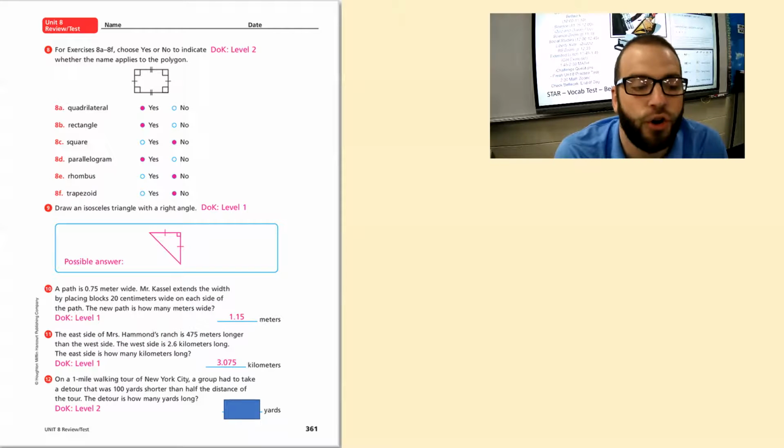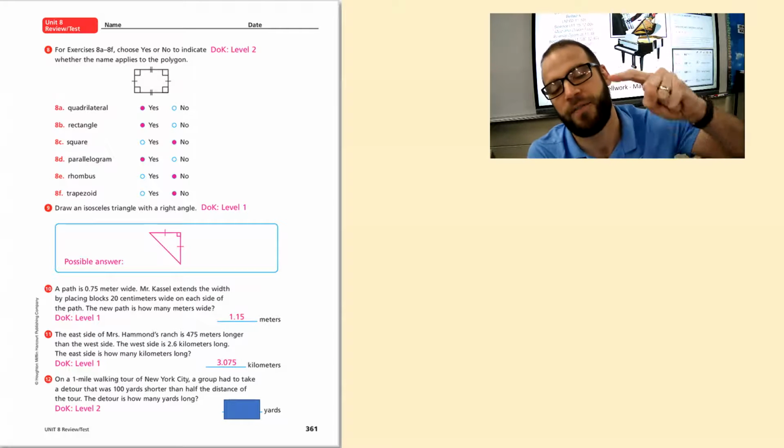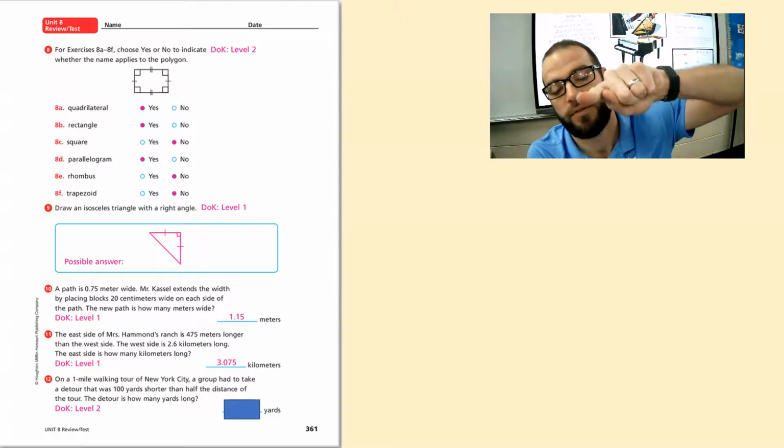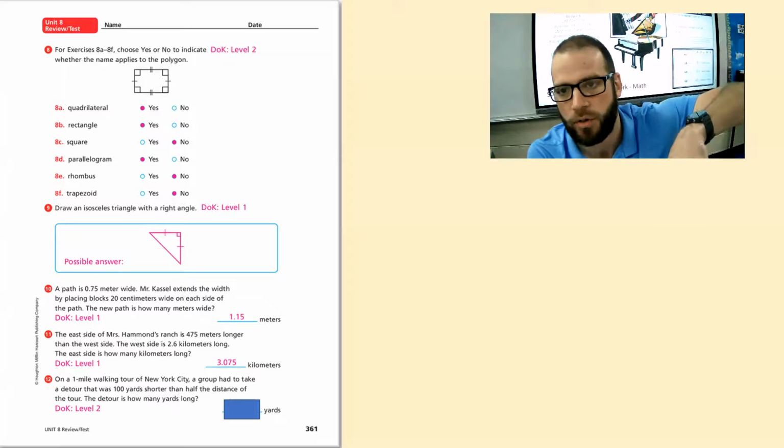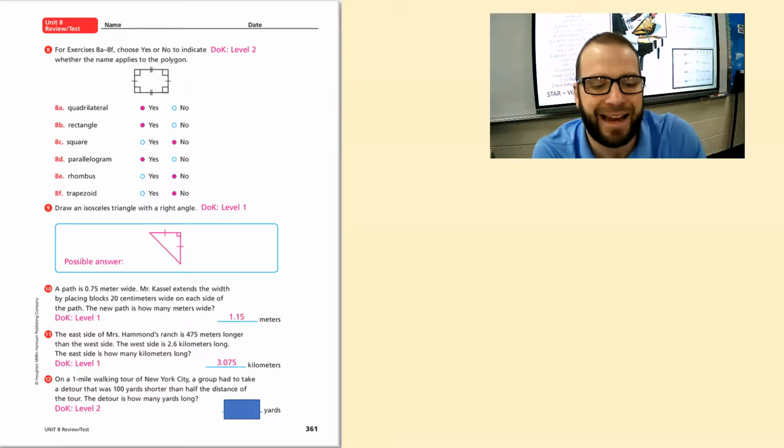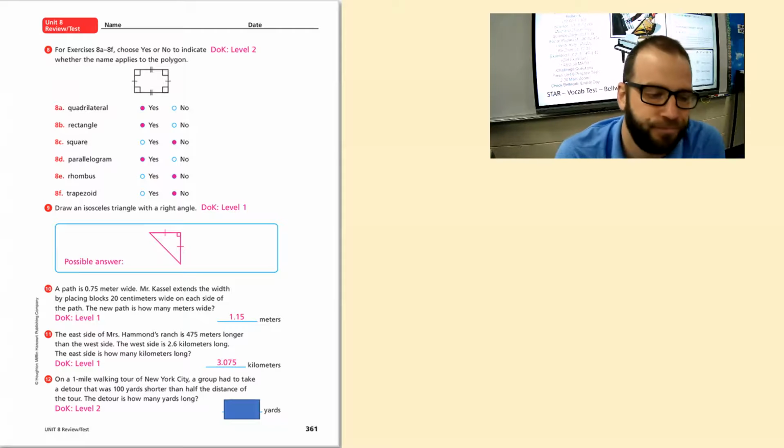And if the east side is longer than the west side, then you want to find what 0.475 more than 2.6 is. You are adding, so make sure you line up the decimals.